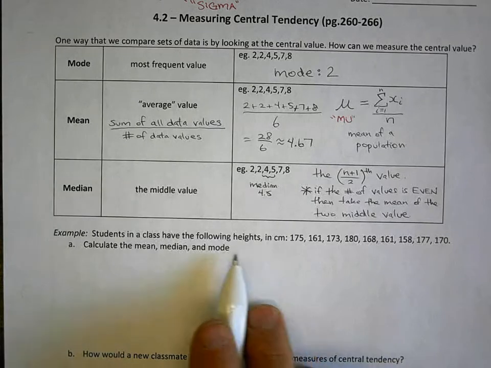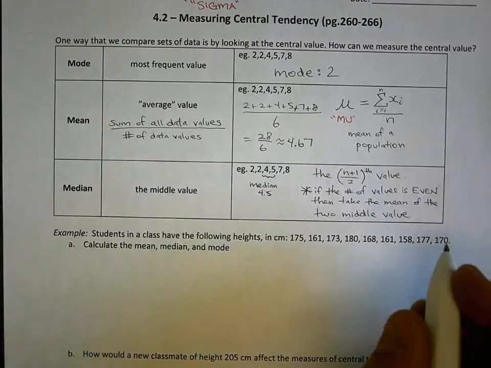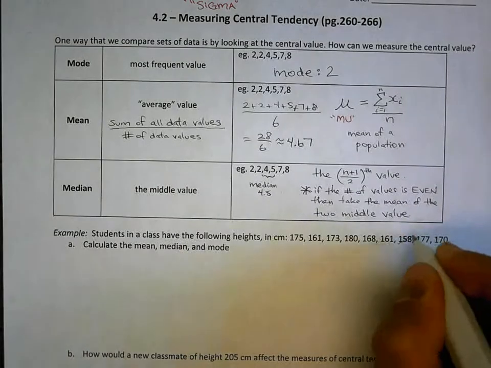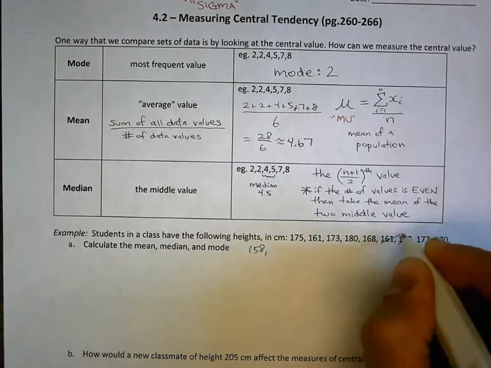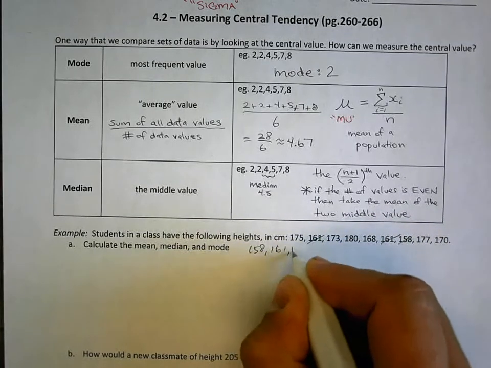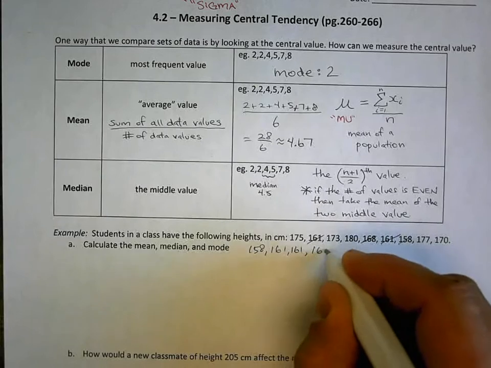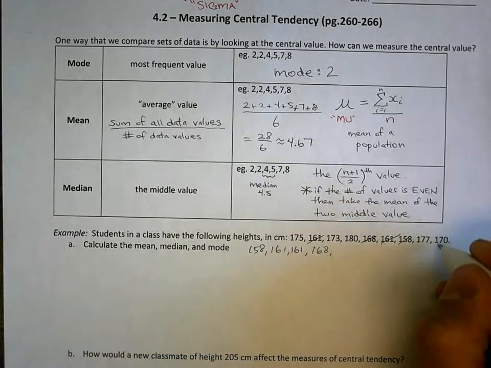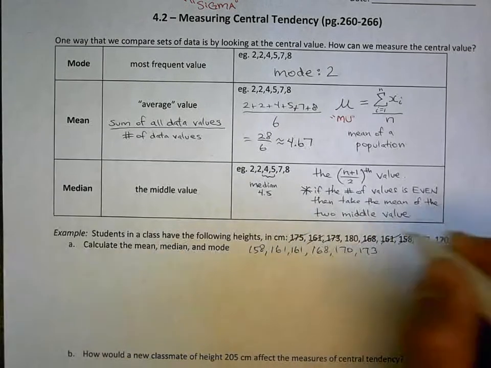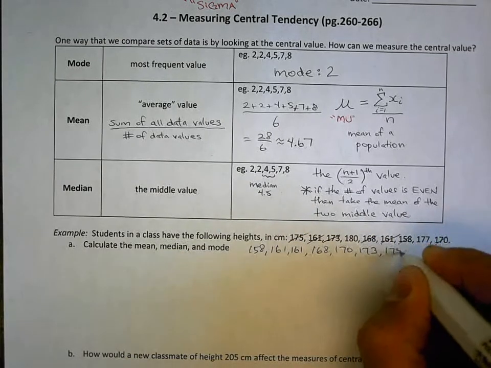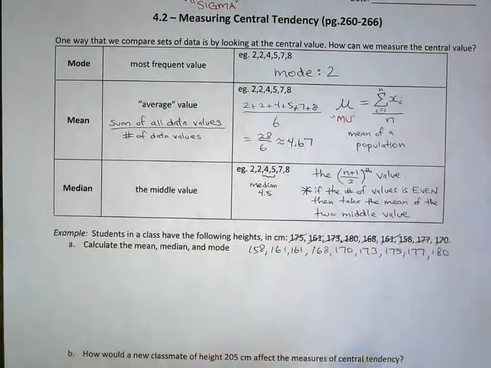First of all, it's not super useful to be able to find out some of these things unless they're in order. So I'm going to order these. I start with 158. Then I have 161, 161, 168, 170, 173, 175, 177, and 180. So I think I got them all. Okay, so now they're in order.